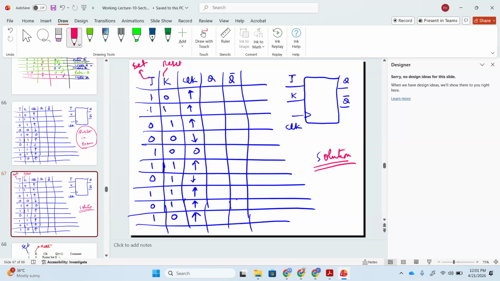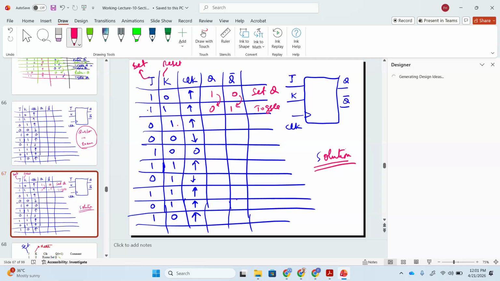Now we have J is 1 and K is 0, and this is the rising edge of the clock. So it means 1 and 0. What is this? It is set Q. Okay, there is a rising edge of the clock, so 1 1, it will toggle Q. Toggle, so 1 will become 0, 0 will become 1.